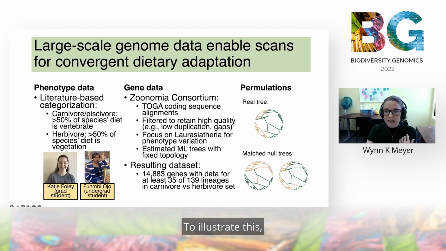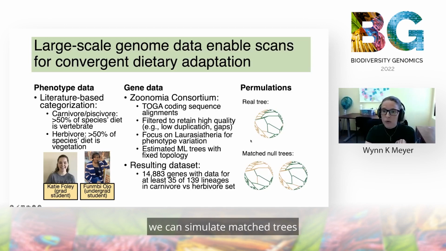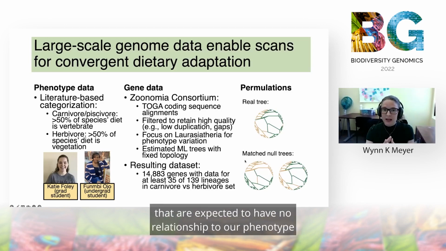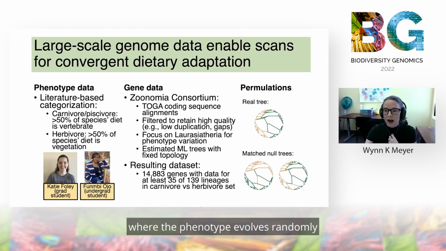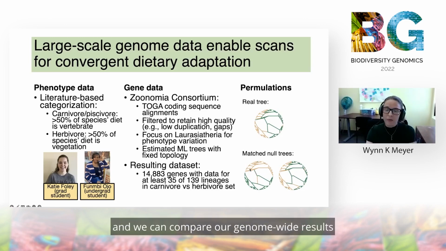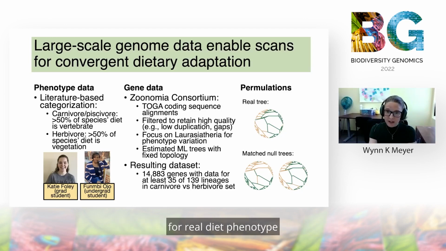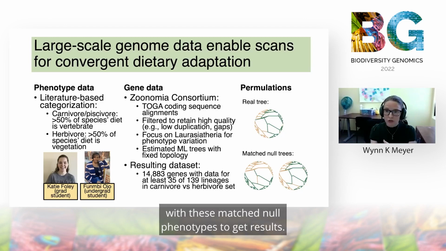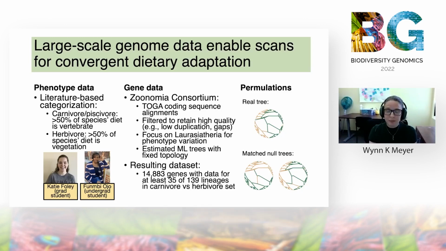To illustrate this, if you look at the real distribution of phenotypes on the tree, we can simulate matched trees that are expected to have no relationship to our phenotype, where the phenotype evolves randomly with respect to the tree. And we can compare our genome-wide results for real diet phenotype with these matched null phenotypes to get results.